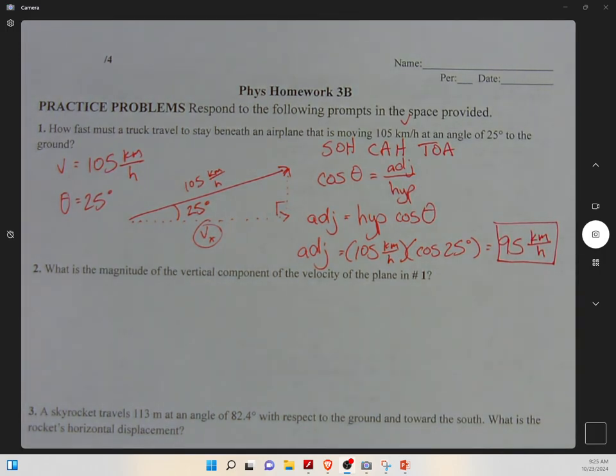Now, do I need to include a direction? Why not? Yep, it just says how fast. It's just the speed. It's not asking what the velocity is, just how fast. So no direction. You're good.